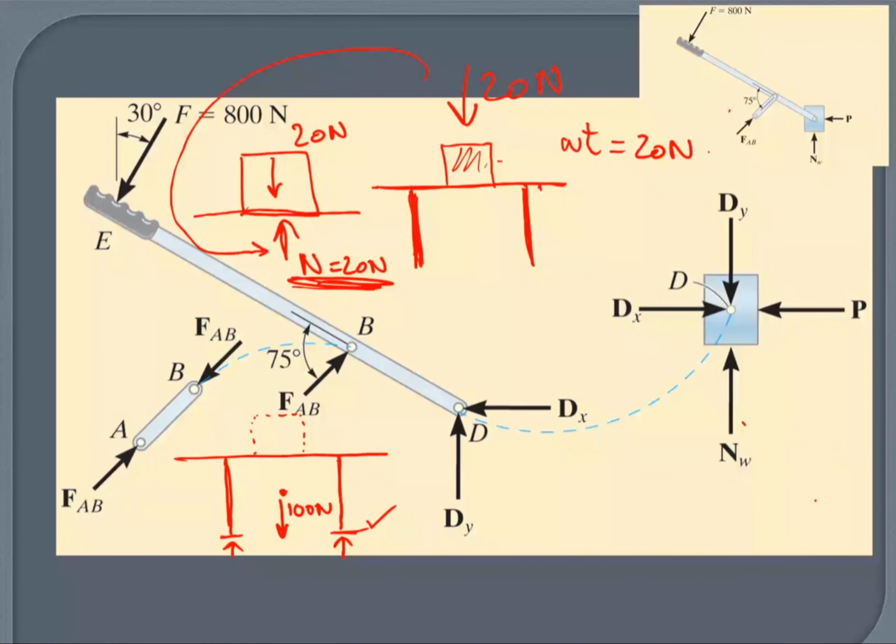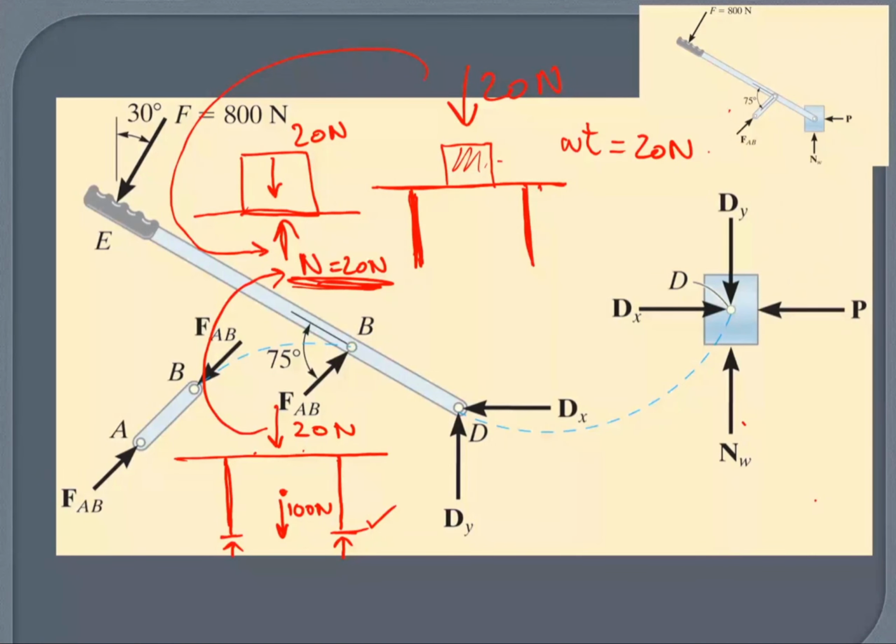Yes. So basically, now let's look at the table. The table is experiencing a downward force of 20 Newton. Am I right? Yes. The table is experiencing a downward force of 20 Newton. Am I right? Yes, sir. So it's exactly the same as this one, but in the opposite direction. Is that clear now? Yes, sir.